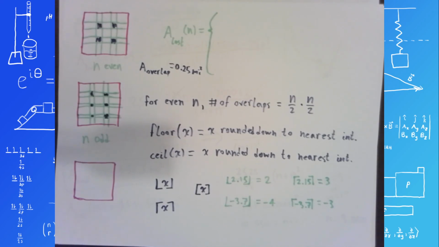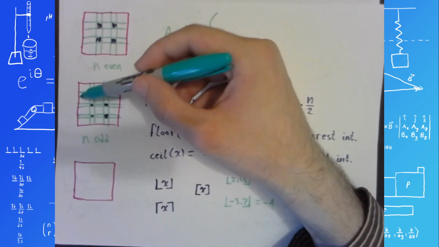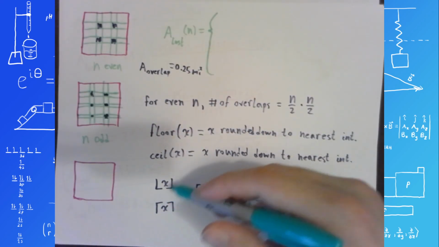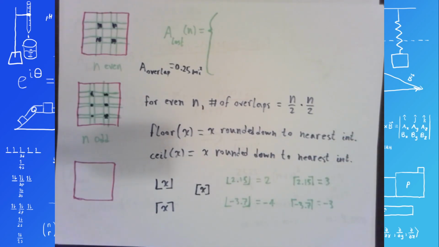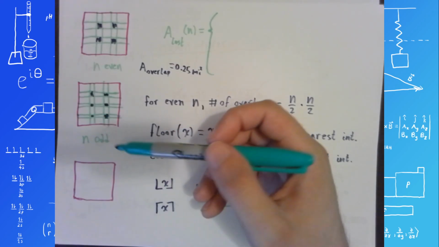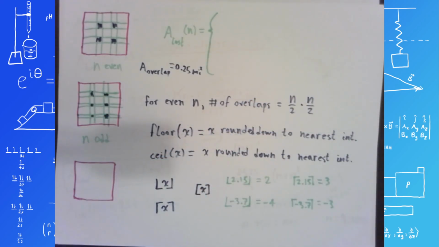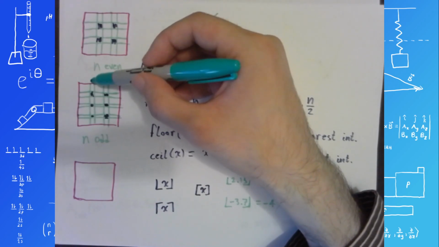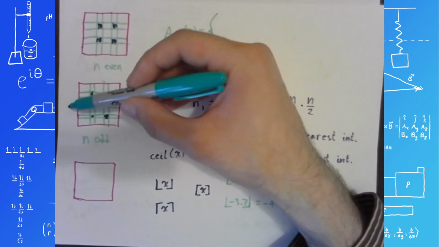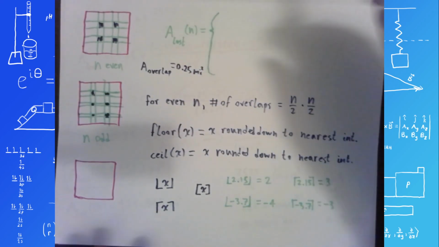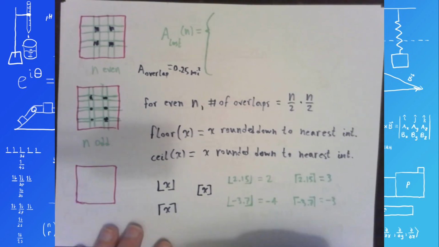Anyway, what I'm going to do is define the number of horizontals and verticals using these floor and ceiling functions. I'm going to take n divided by 2, and the floor of n over 2 is going to be the lower number, the number of verticals in my case, and the ceiling of n over 2 is going to be the number of horizontals. Let's test it out to see that it actually works.